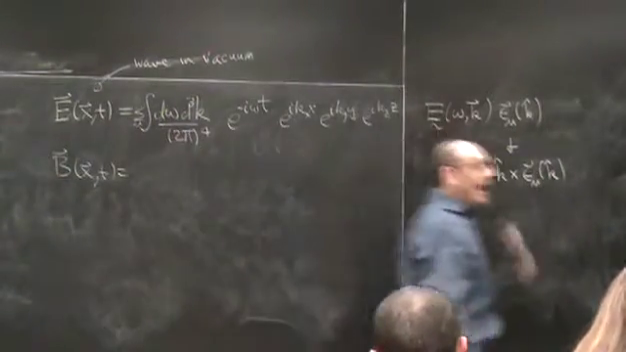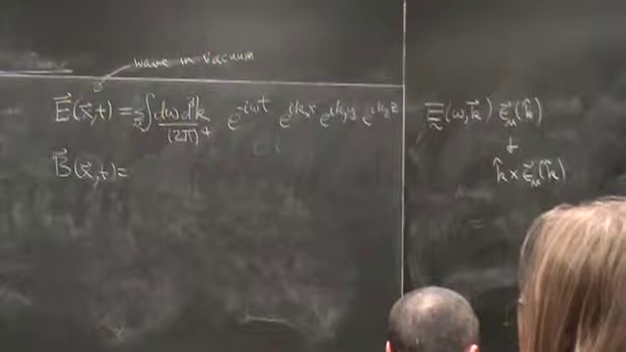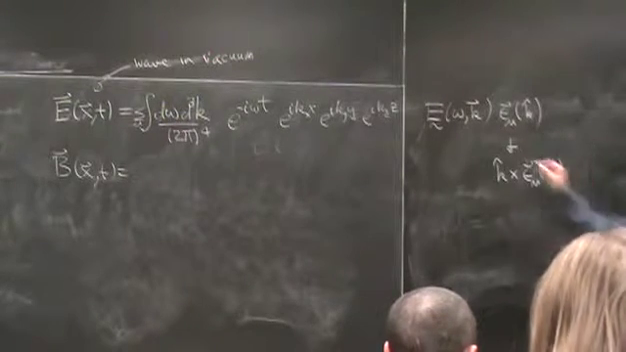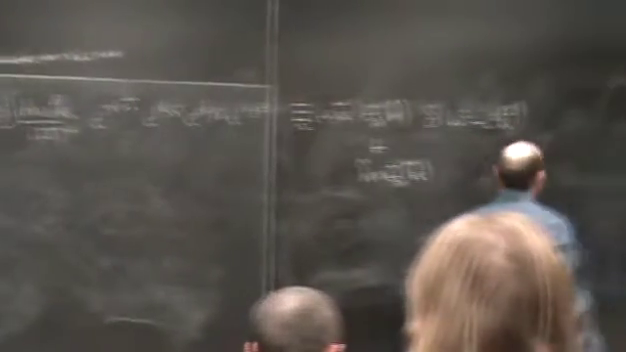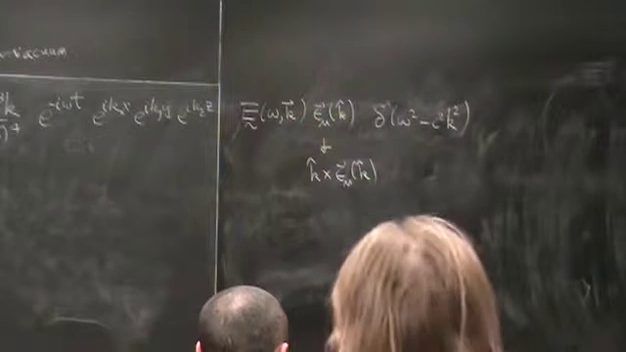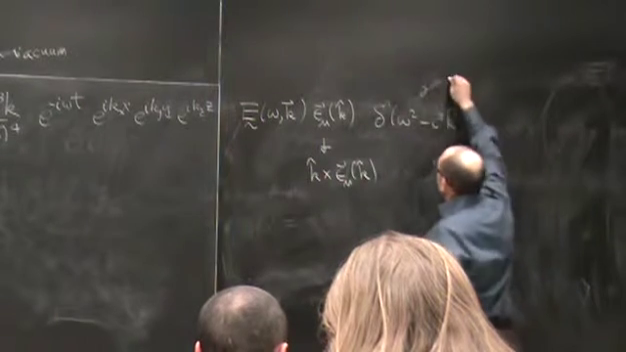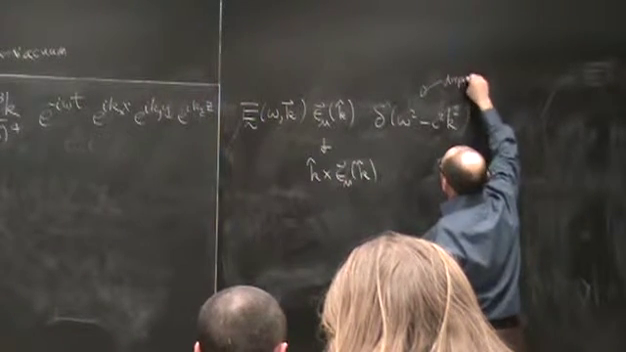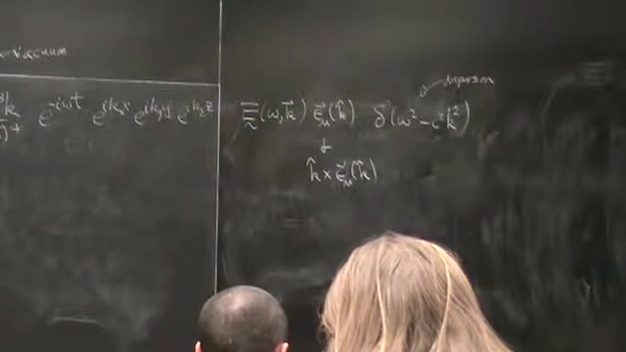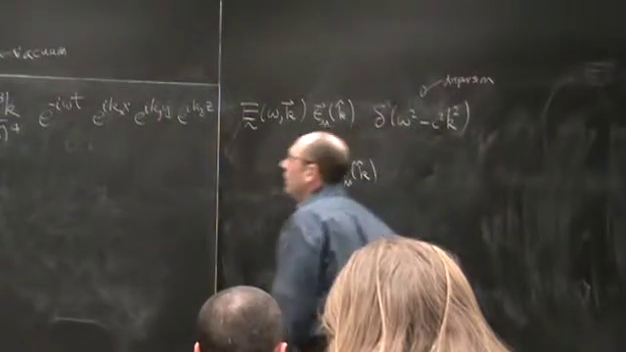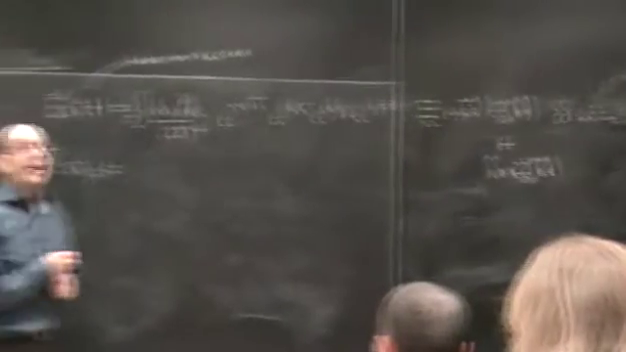However, there's one last piece of information. Omega and k are not independent because of the dispersion relation. In order to satisfy Maxwell's equations, we know that omega squared has to equal c squared times k squared. So we have that constraint. That's the dispersion relation. So now we're done. Okay? So now, let's try to simplify this a little bit.